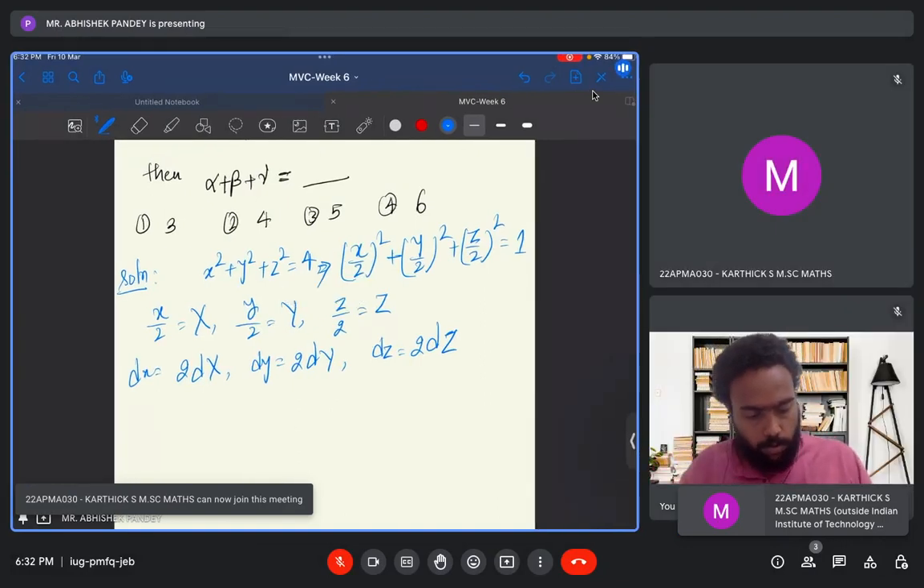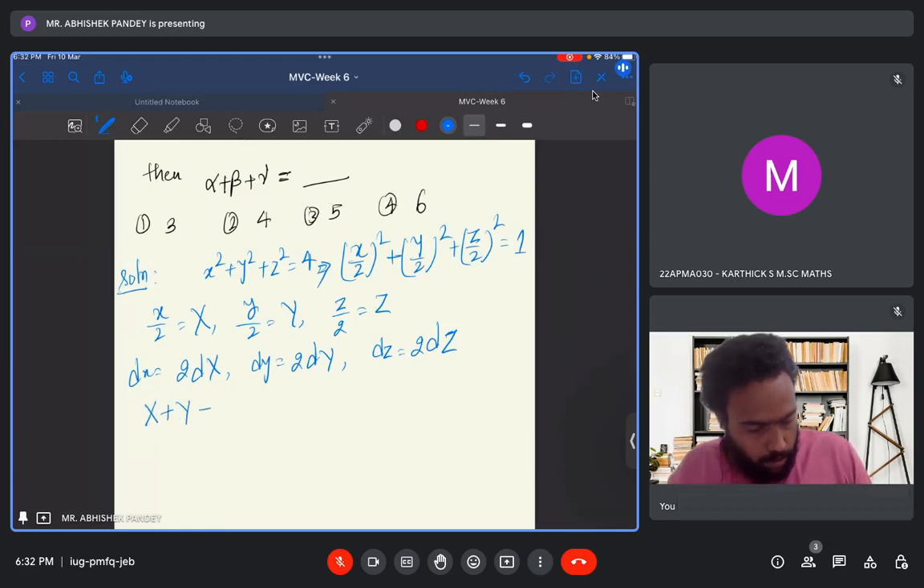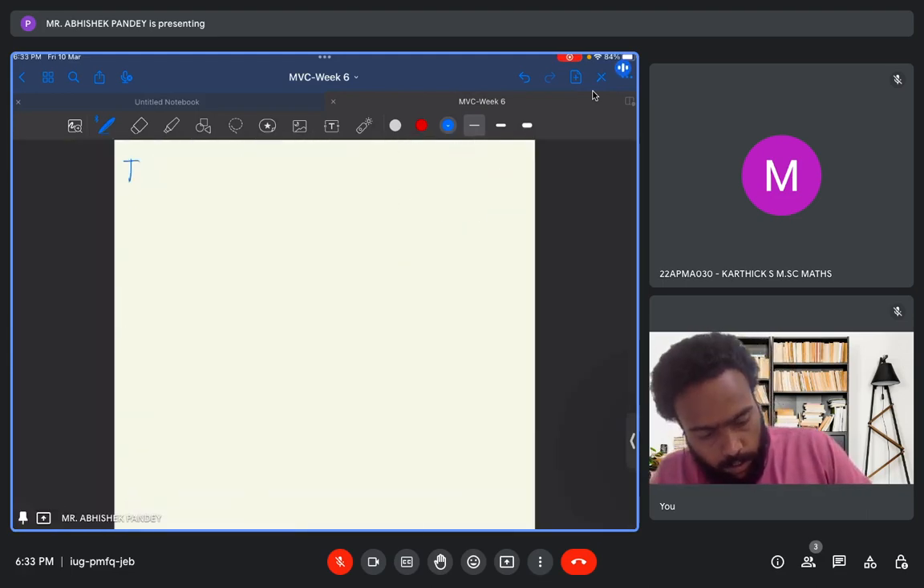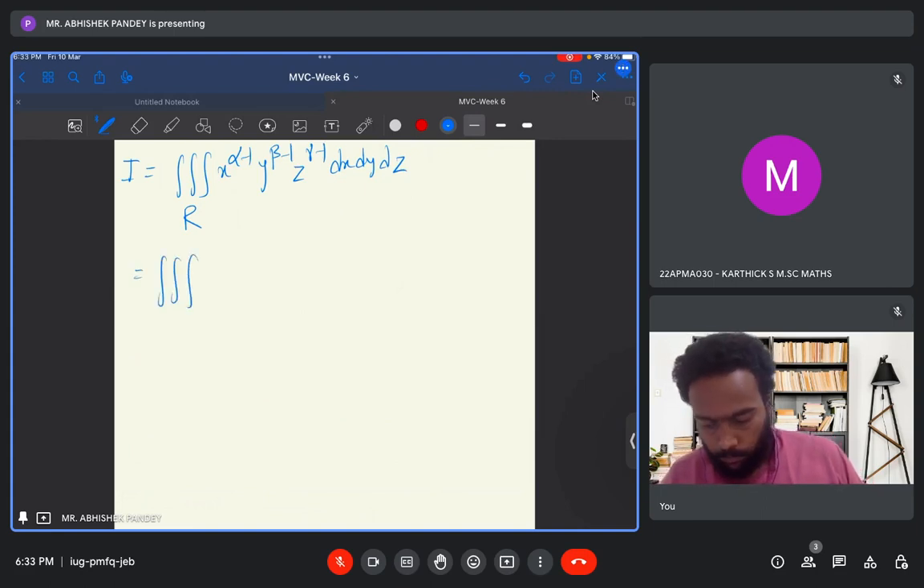So here we are going to use the Dirichlet integral formula. Now x plus y plus z is equal to 1. Now this integral I, which is equal to the integral of x to the power alpha minus 1, y to the power beta minus 1, z to the power gamma minus 1, dx dy dz, this will become, so x plus y plus z is equal to 1.